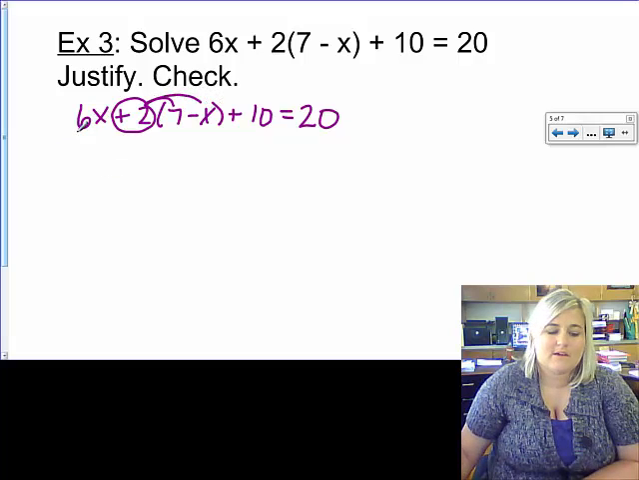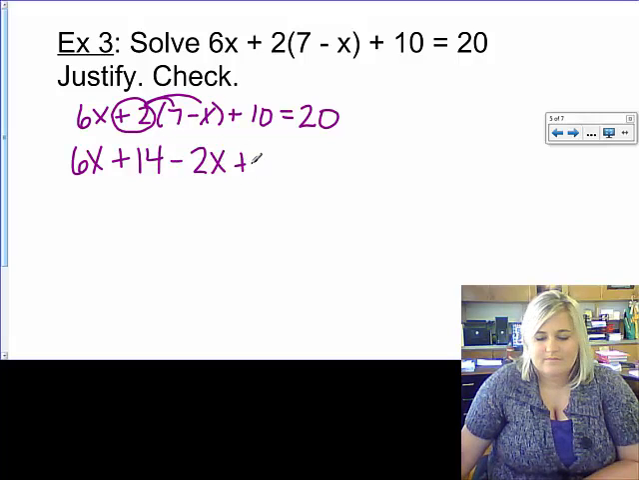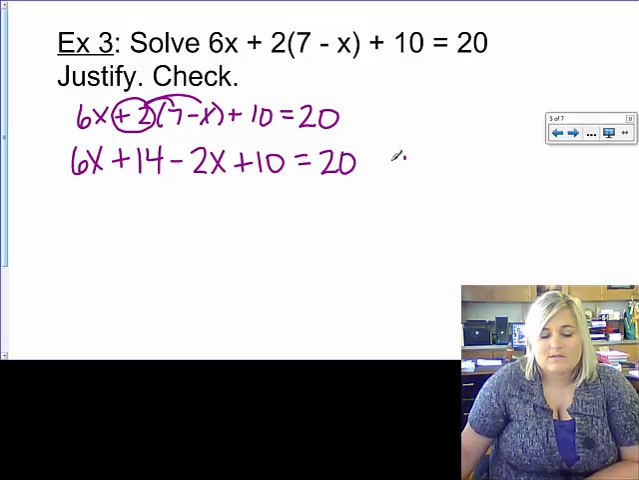This 6x, nothing is changing with it, so it comes straight down. Then I know when I distribute, that means that I'm multiplying. So positive 2 times 7 gives me a positive 14. And then positive 2 times negative x gives me a negative 2x. Positive times a negative gives me a negative. 2 times x gives me 2x. Bring down my plus 10 that I hadn't done anything with, equals 20. And my justification for this is that I distributed.